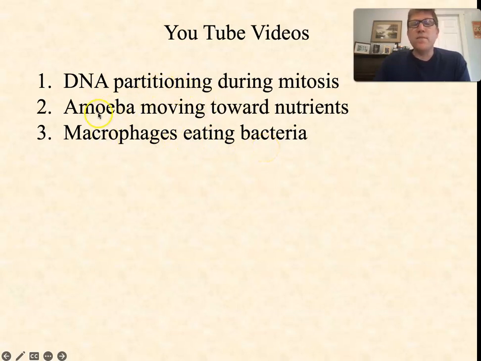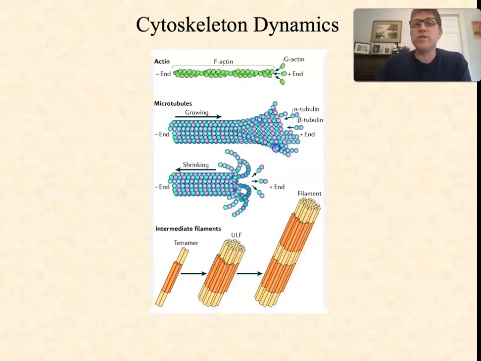In the case of the amoeba and the macrophages, the cells have to change their shape in order to do that. And that means changing structural proteins very rapidly. DNA partitioning during mitosis requires a complete rearrangement of the cytoskeleton. All of these are examples of cell signaling leading to structural protein changes.